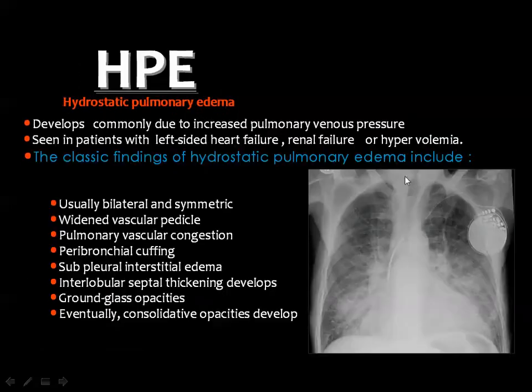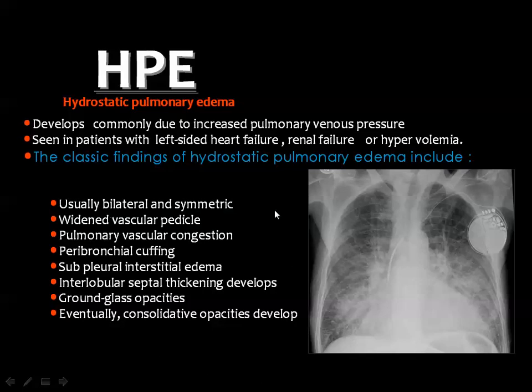The hydrostatic pulmonary edema is the sequela of pulmonary venous hypertension and is seen in patients with left-sided heart failure, or renal failure, or in cases of hypovolemia. These are the classic appearances, as I have mentioned before.